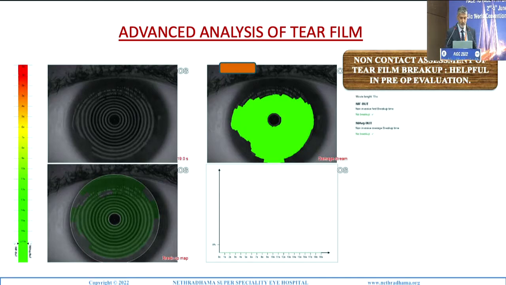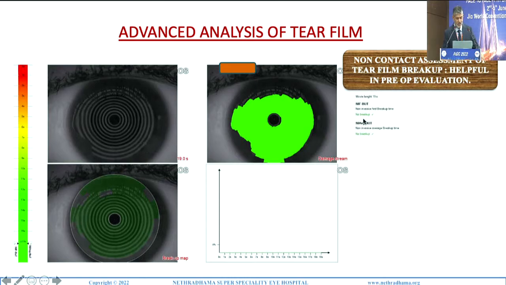It also has advanced analysis of tear film, and this is a non-contact assessment, so you don't have to do your Schirmer test, or you can look at the non-invasive tear breakup time, and this is helpful for pre-op refractive evaluation.